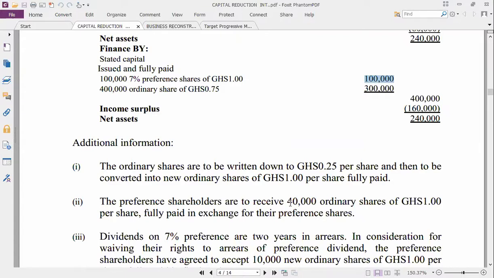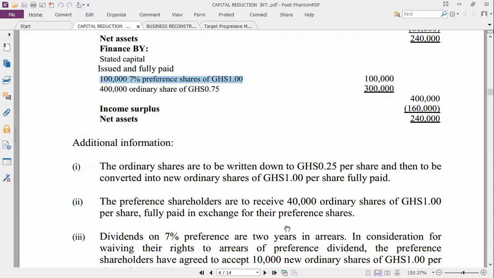Wow. So you owe something, an investment of 100,000, and we are paying it back with an amount of 40,000. So are we losing or are we gaining? Is the company losing or is the company gaining a little money? How can you pay something costing 100,000 with 40,000? So you are making a gain of what? 60,000. They say in full settlement, in exchange, fully paid in exchange of their preference shares.